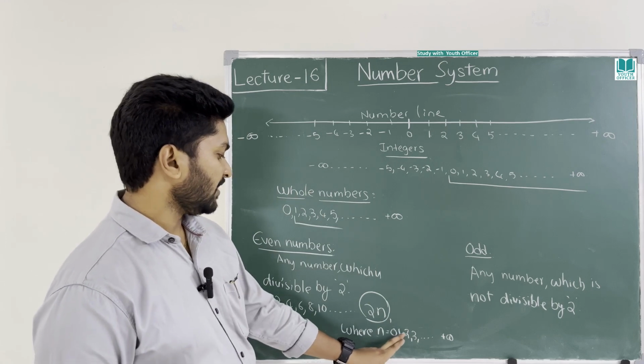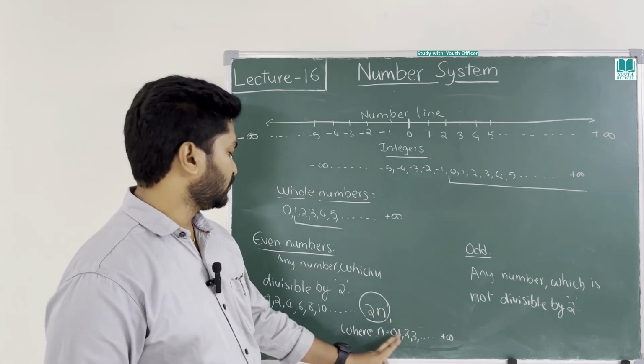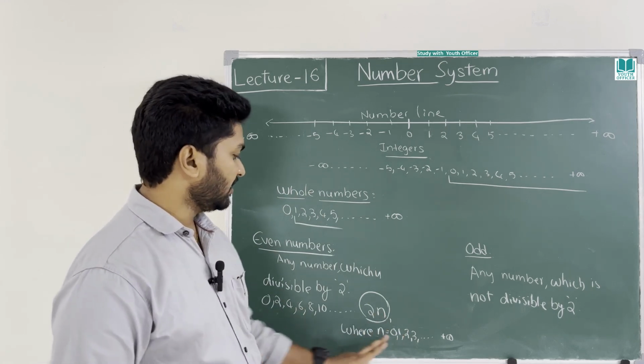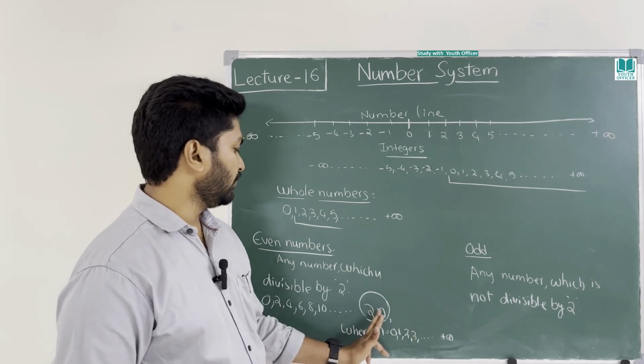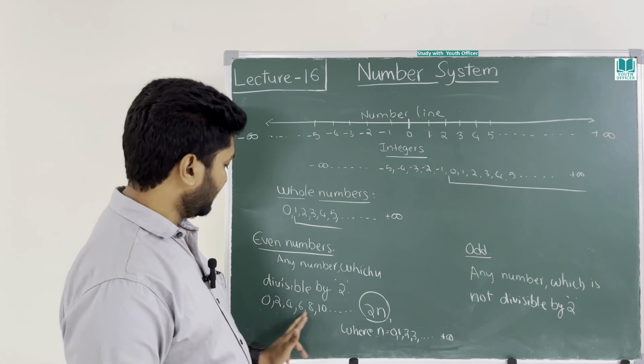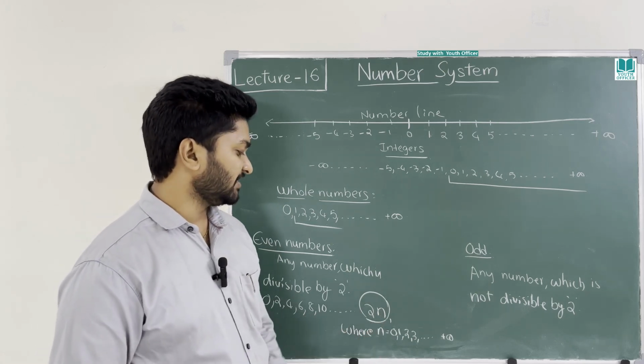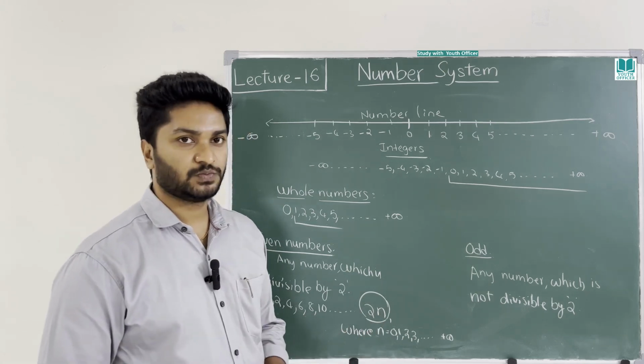If you put 1 here, 2 into 1 is 2. 2 is there here. If you put 2, 2 into 2, 4. 4 is here. If you put 3 here, 2 into 3, 6. You will get each and every number using this notation and these values.